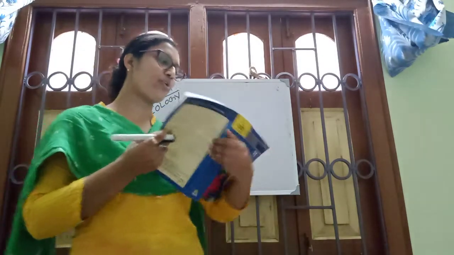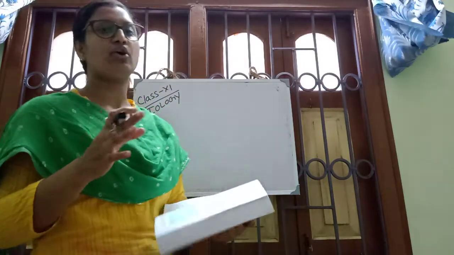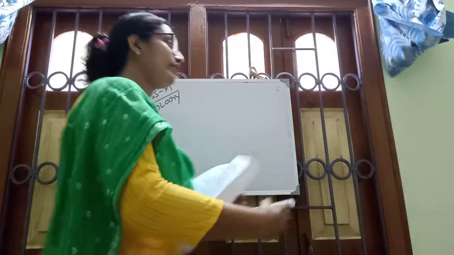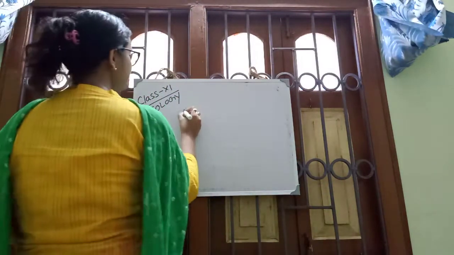Now, the transport of oxygen in the blood. At first, about 3% of the oxygen gets dissolved in plasma. But most of it forms oxyhemoglobin. What is this? This is the oxyhemoglobin.